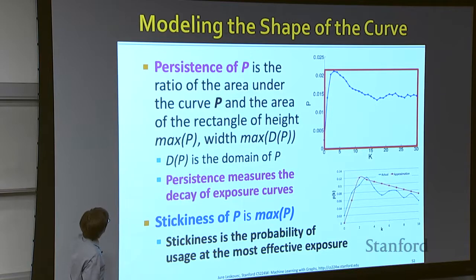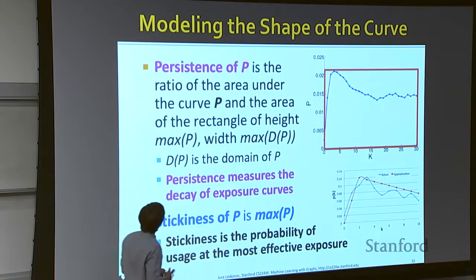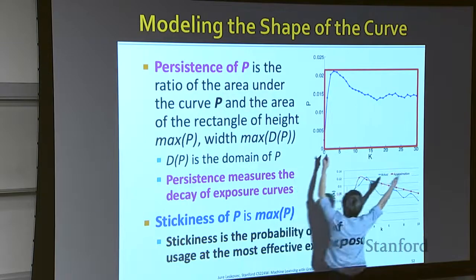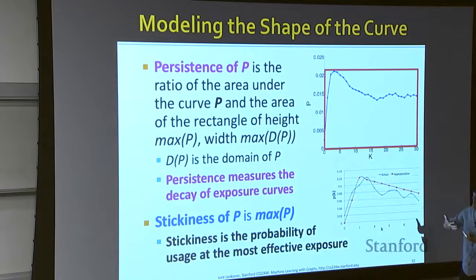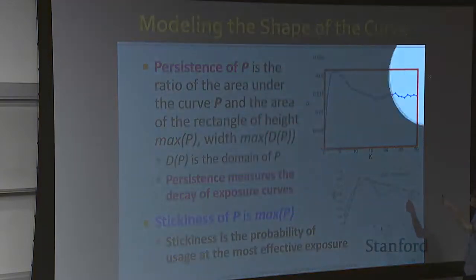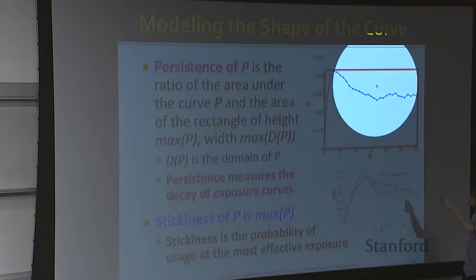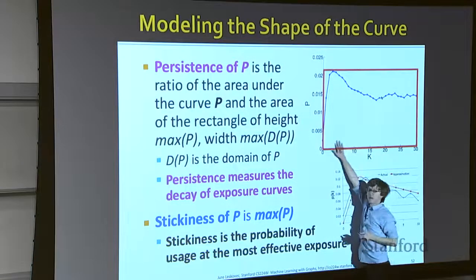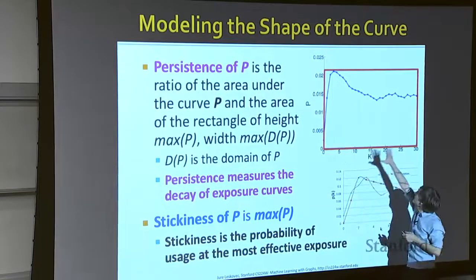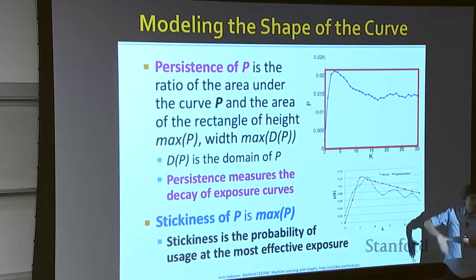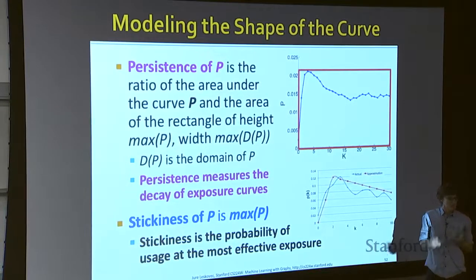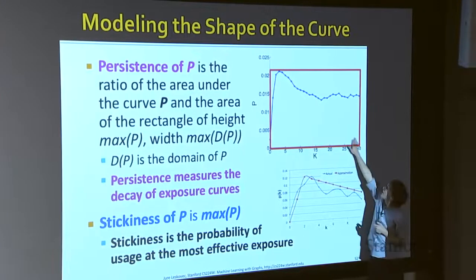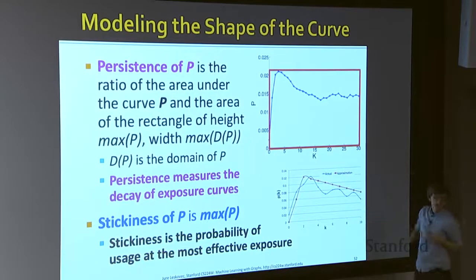Persistence, they said, is the ratio of the area under the curve and the area of the rectangle that is enclosing the curve. So the more persistent the curve is, the less it will drop, right? And the less the curve drops, the bigger the area under the curve. So the bigger the ratio between the area under the curve and the area of the square. Okay? You see what I mean? Yeah. So it's basically area under the curve versus area of the entire square.